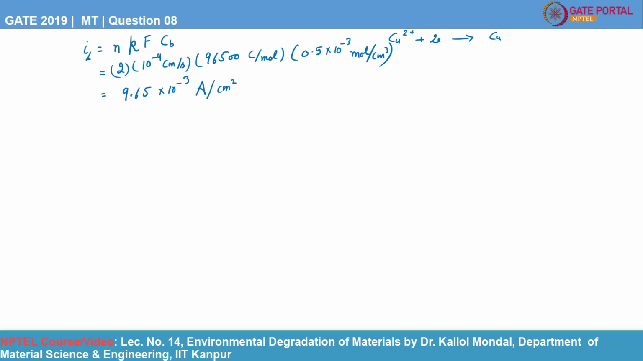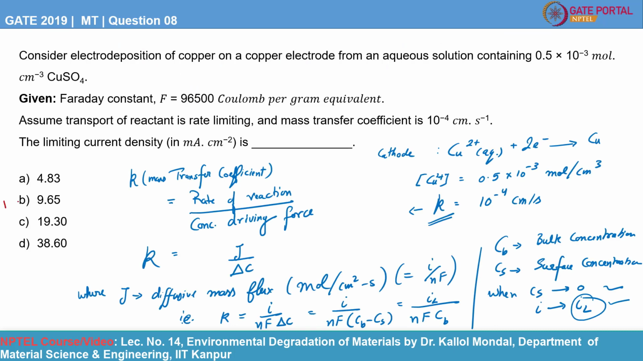You must be wondering where this ampere comes from. See, in the relation, it is coulomb upon second. So by definition of ampere, it is 1 coulomb per second. Okay, so 1 coulomb per second is 1 ampere. So in terms of milliampere, it can be written as 9.65 milliampere per centimeter square. So 9.65 milliampere per centimeter square is the limiting current density for copper deposition.